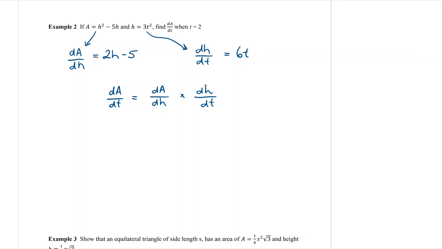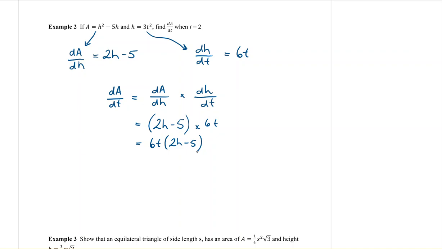So we can sub those in. dA over dh is 2h take away 5. And dh over dt is 6t. Because we're multiplying that, we do need to put this in brackets because it has to all be multiplied by that 6t. So I'm just going to put the 6t first because we're used to seeing brackets come second when we write an expression like this down.